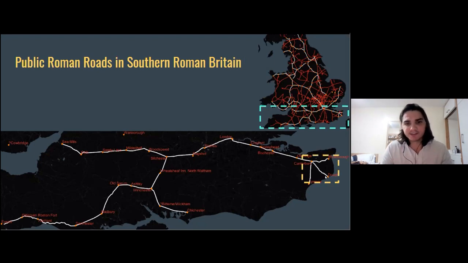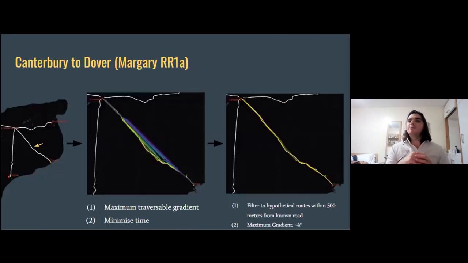So this southwest or northwest road here. Using Margary Roman Road 1A from Canterbury to Dover as an example, we'll see what factors have been included within my preliminary model and what the current results tell us about the road. With the origin and destination of Canterbury and Dover, I've calculated hypothetical routes based on potential factors that might have influenced the route of the Roman road.